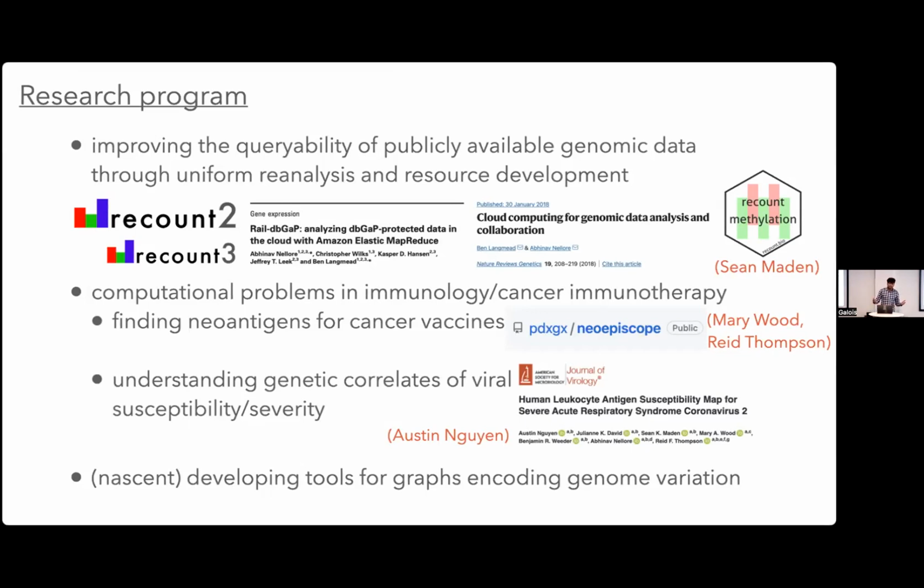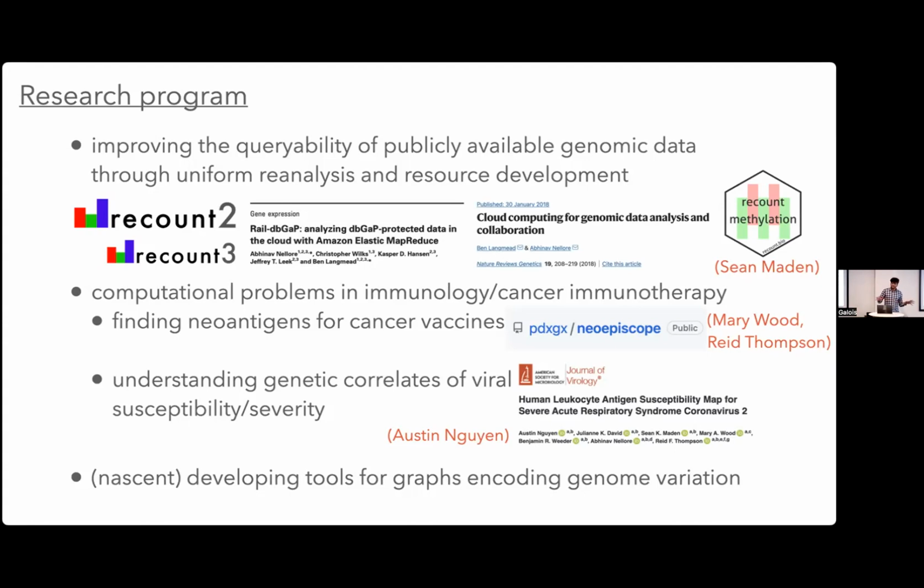Now, a lot of this work has focused on improving the queryability and accessibility of archived publicly available genomics data through their uniform reanalysis and through the release of summary outputs. This has often involved secure data analysis in the cloud with, for example, Amazon Elastic MapReduce, but not always. Among the not always is an effort I'd like to highlight called recount methylation, whose development was led by my former PhD student, Sean Maiden.